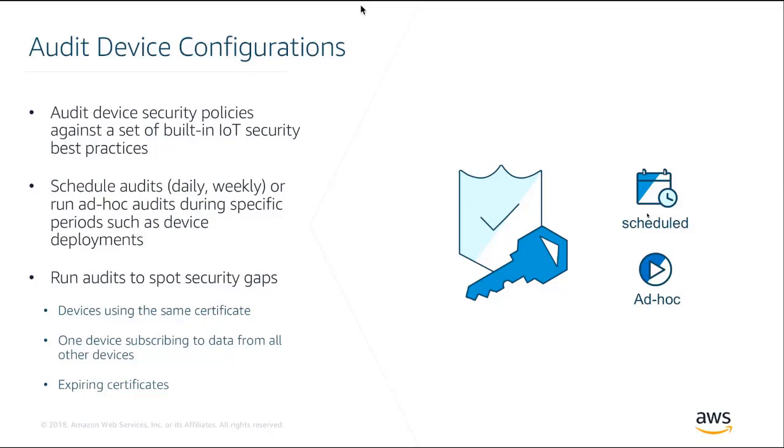Some examples of audits to spot security gaps could be to see if a device is using the same certificate across devices. As mentioned, that certificate is an identity for a particular device. So if it's used in multiple places, you want to be able to detect it. Or even expiring certificates. So you want an alert once a certificate is about to expire in 30 days or 90 days.